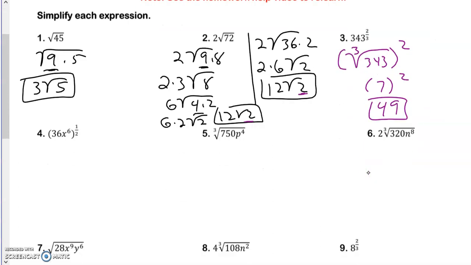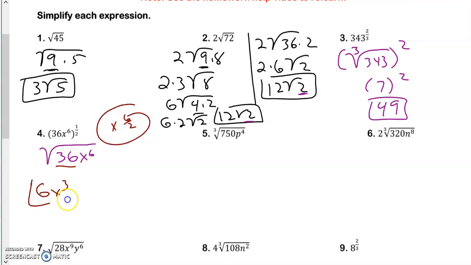Taking a look at the next one. So I'm going to again put this in here. I know it's 36x to the 6. Now technically there's the 2 here, but I never write that 2. So then I just have to take the square root of 36, which is 6. Now exponents. Since this is a 2 here, I'm thinking it's 6 divided by 2 because 6 is even. Even exponents are perfect when you have a square root. So that's what I'm thinking. So my answer would be 6x to the third.